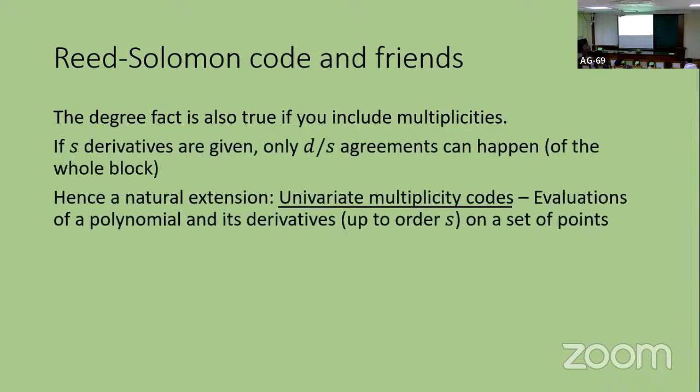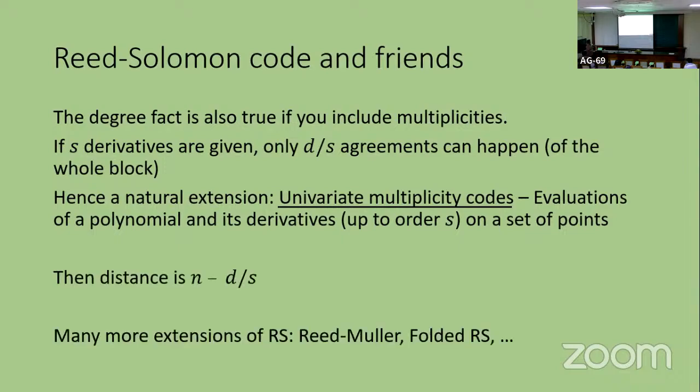So what this gives us is something called univariate multiplicity codes. If along with evaluations of the polynomial, you also give evaluations of the derivative of the polynomial up to some order, then now the symbols are these blocks, and if you want to see in how many locations these blocks can agree, it can be at most d by s. So the distance is n minus this. So this is just one extension of Reed-Solomon codes. There are many others, and I'll name drop some of these later. But univariate multiplicity codes are the code that we are going to try to list decode today.